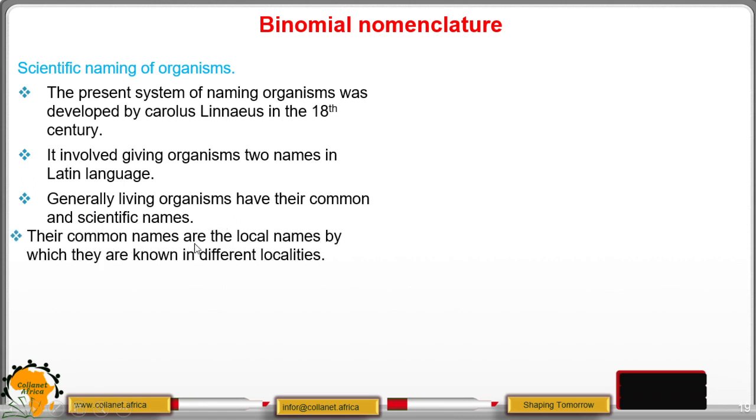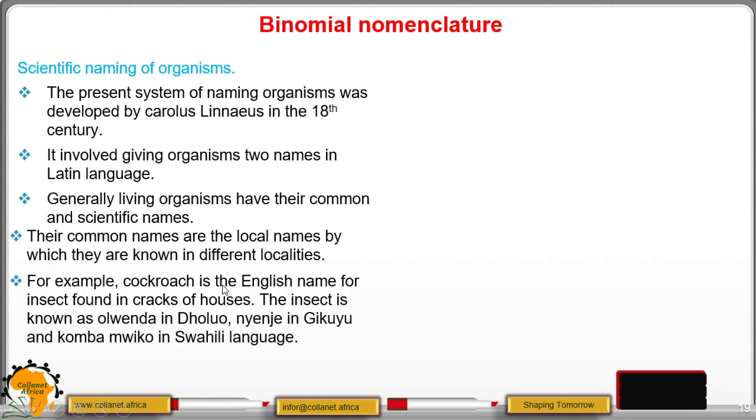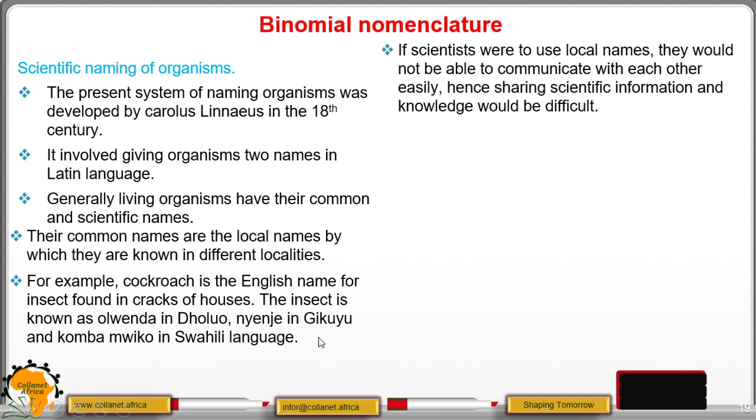Their common names are the local names by which they are known in different localities or communities. For example, cockroach is the English name for the insect found in cracks of houses. The same insect is known as olwenda in the Luo community, nyenje in Gikuyu, and kombamwiko in Swahili language.